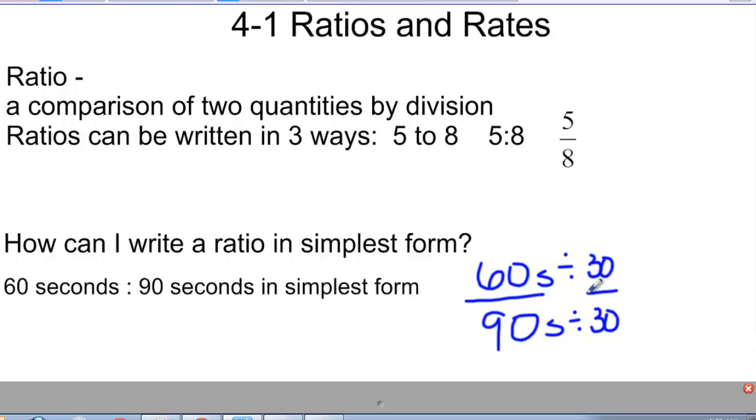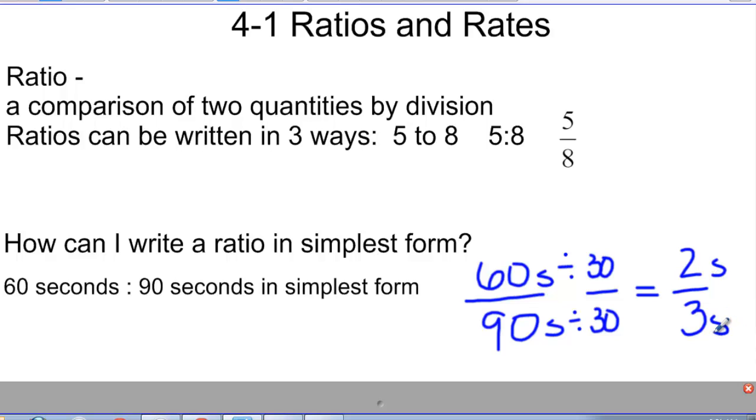And remember, again, we're dividing by 30 over 30. So even though the ratio will look different when I'm done, it will still be equal to the same thing because I've just divided by 1. So 60 divided by 30 is 2, and 90 divided by 30 is 3.